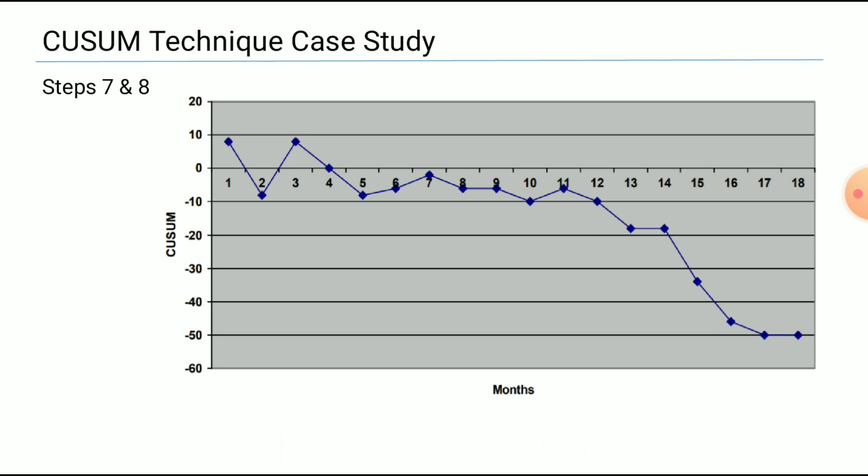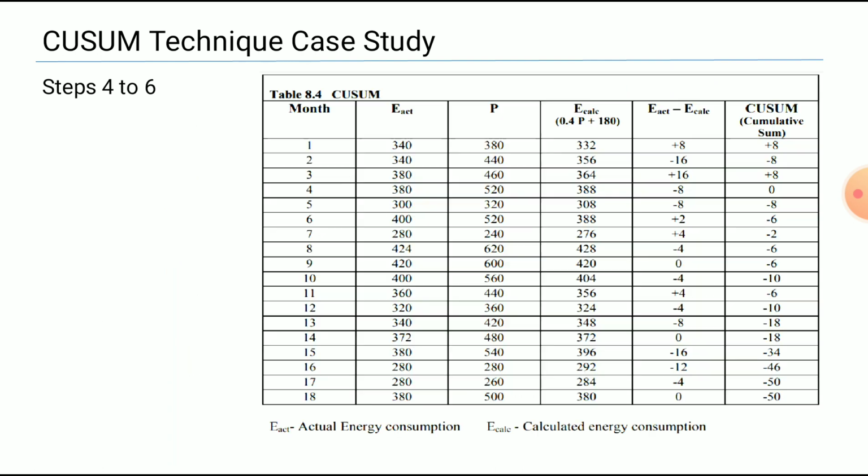Now we will see step number 7 and 8. In this we plot the graph on the basis of the values from step number 4, 5, 6. We have just missed how to calculate the Kusum value, so we will go back to the last slide and then we will come back again.